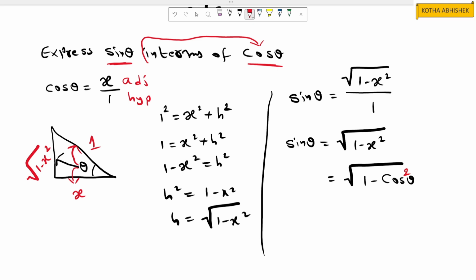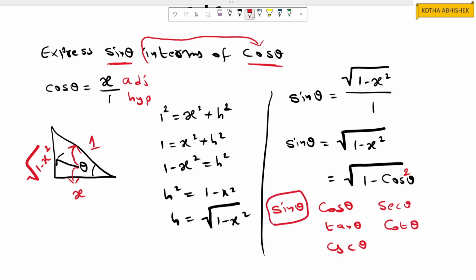We have a total of 6 trigonometric ratios, right? So for example, if I need to find sin theta, I can find it in terms of cos theta. Sin theta I can find in terms of tan theta, in terms of cosec theta, in terms of sec theta, and in terms of cot theta. It means for one trigonometric ratio, a total of 5 questions are possible. Like that, for 6 trigonometric ratios, a total of 30 questions are possible based on this concept. Let us discuss one more question based on the same concept.